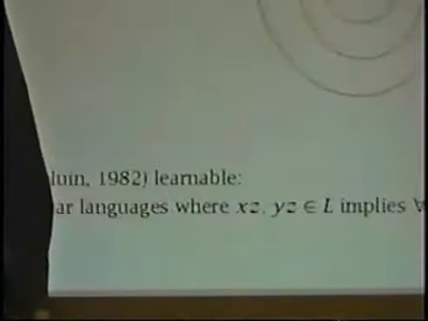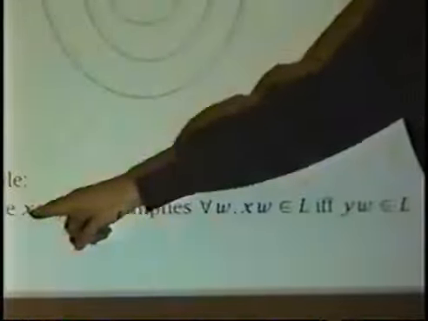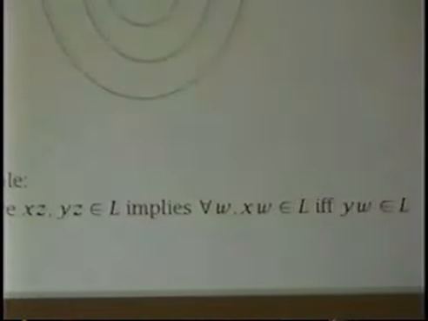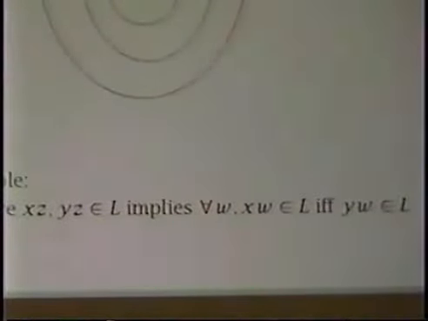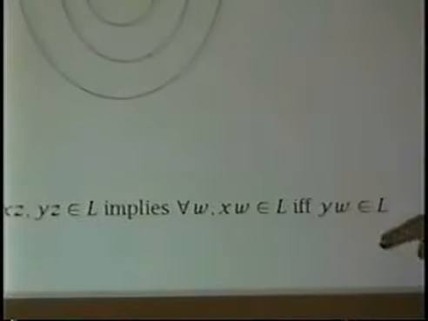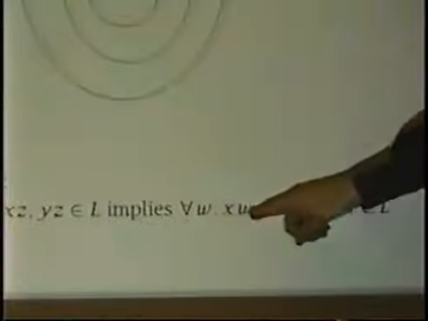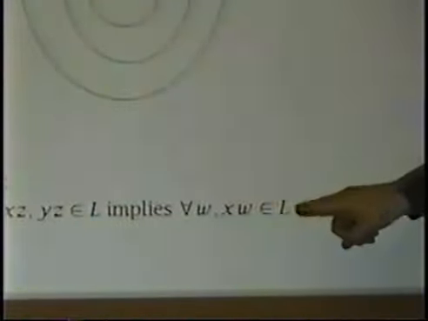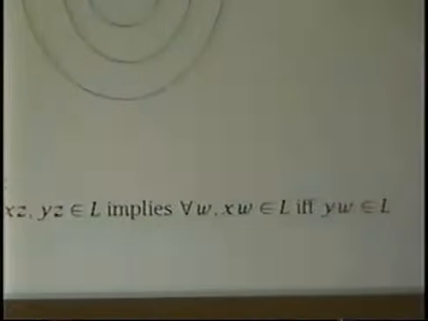These languages have the property that if you have two strings in the language where the two strings have a common suffix, so if you have two prefixes for the common suffix in the language, so XZ and YZ are both in your language, then those two prefixes have all the same common suffixes. That is, for any string W you take, if XW is in the language, then YW is in the language.